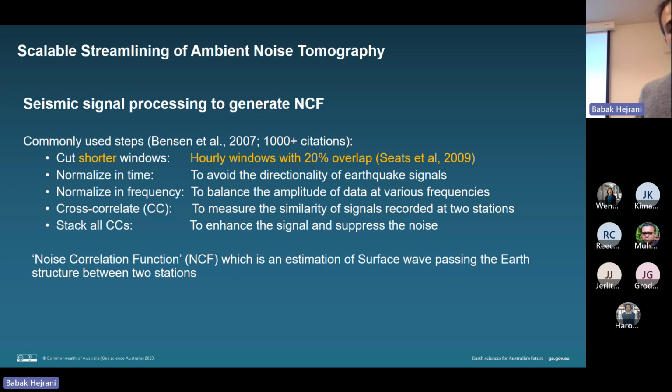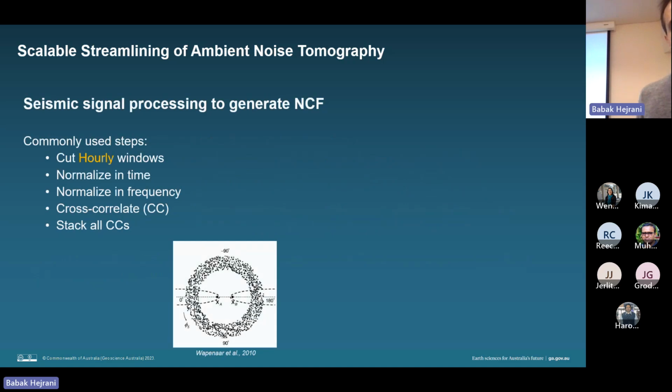But I think it was around 2009 that it was pointed out that if shorter windows of data are used, you get a better signal-to-noise ratio. You amplify the signal more. That's purely based on the fact that the ambient noise is surrounding us. It's everywhere. The main source of ambient noise is the interaction of ocean waves with the solid earth. It could also be anthropogenic noise caused by many other factors. But what's important is that they are surrounding us.